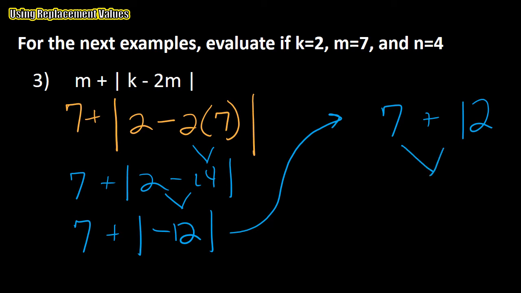And then 12 plus 7 or 7 plus 12 gives me a grand total of 19. And so you can see that I showed all of my steps, and the key is writing out the replacement values first and showing your work in a neat and orderly way, one step at a time.